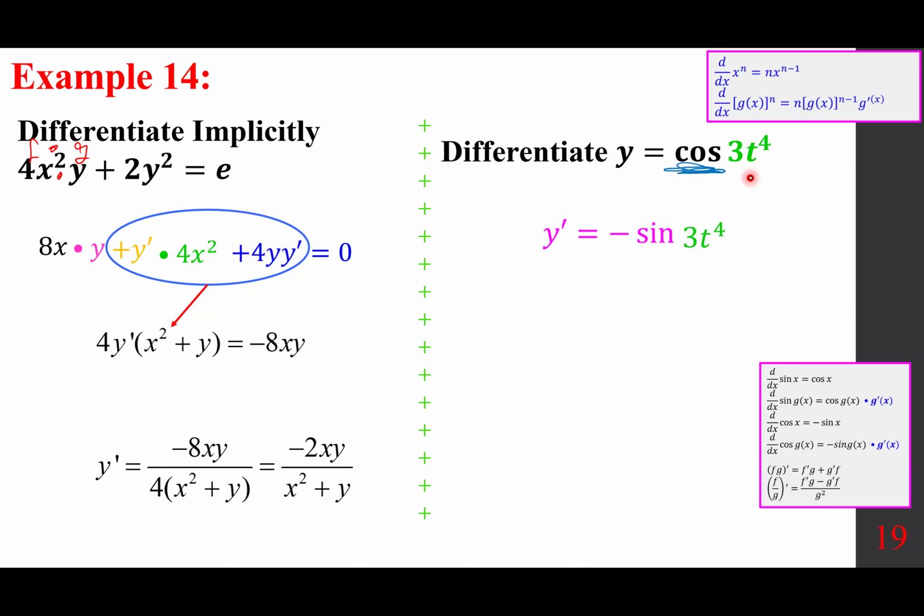And if this argument is x or t or theta, you're done. But it's not. By the chain rule, now you need its derivative, which is 12t cubed. This is the chain rule, everybody. And just put it in front, and the final answer is negative 12t cubed with the sine of 3t to the power of 4.